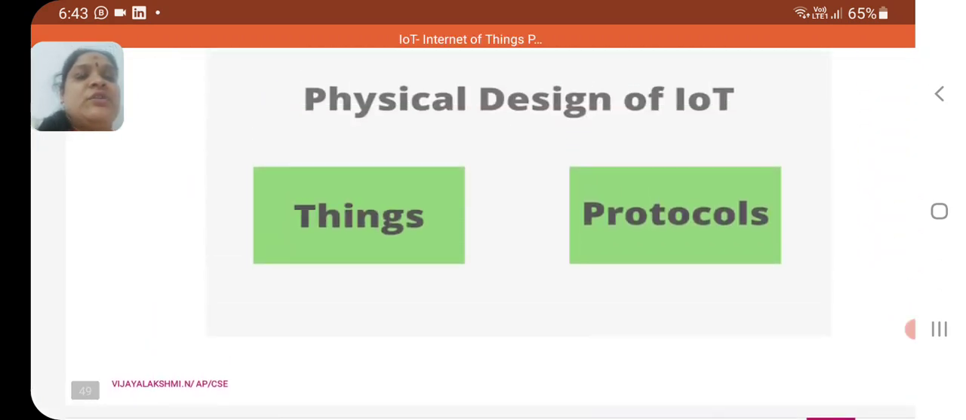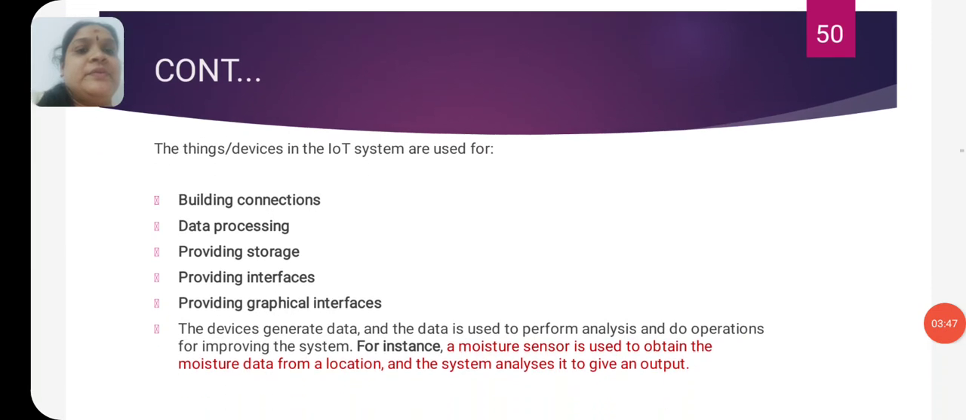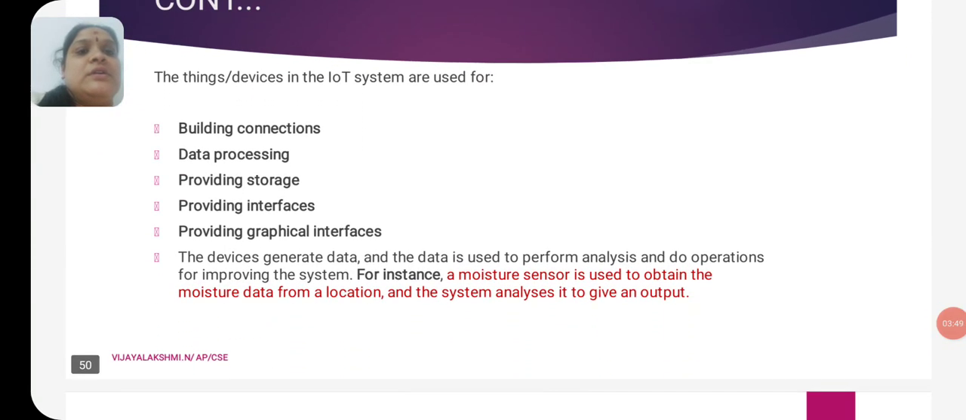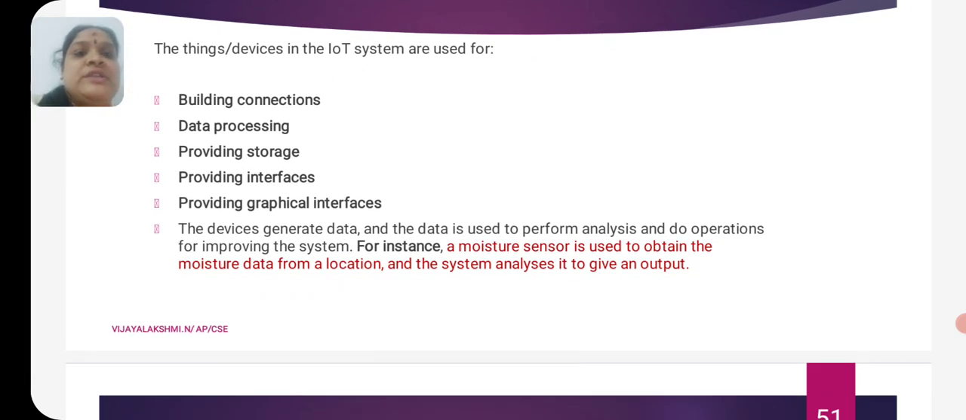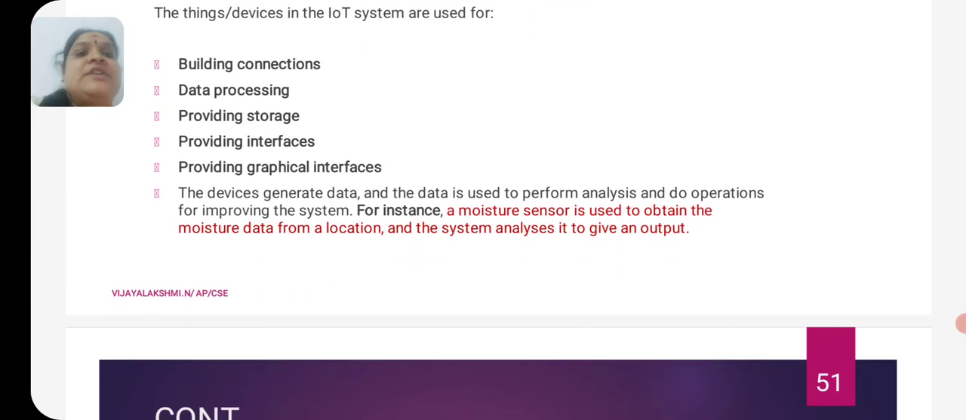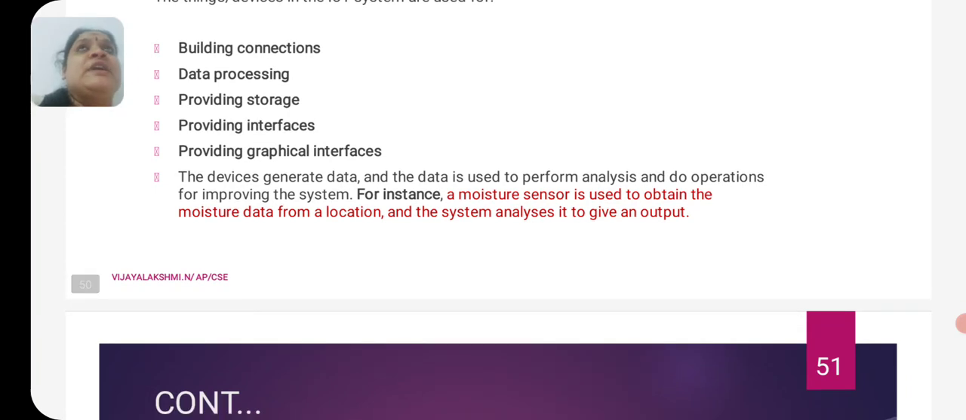We need to concentrate on things and protocols. Things or devices in the IoT system are used for building connection and data processing. They should provide storage, and they should provide interfaces, including graphical interfaces. For example, if you are using a moisture sensor, which is used to obtain temperature and moisture data from a location, the system analyzes it to give an output.